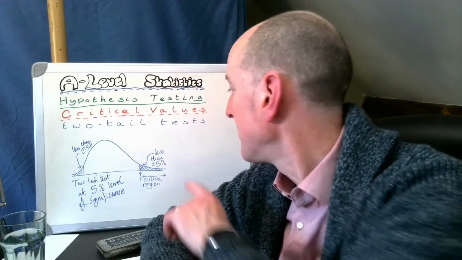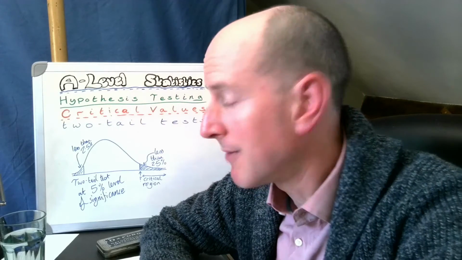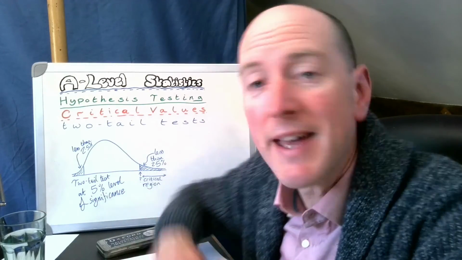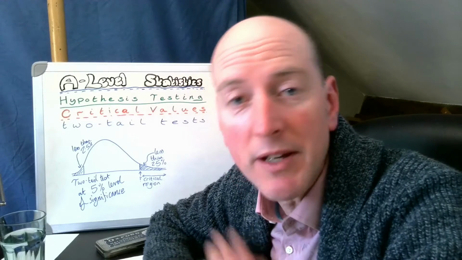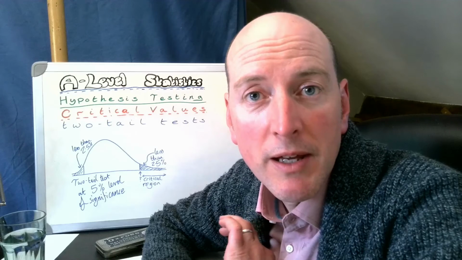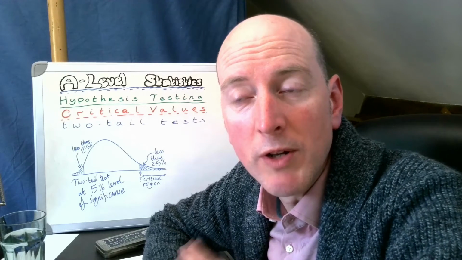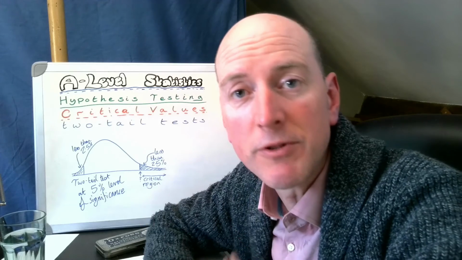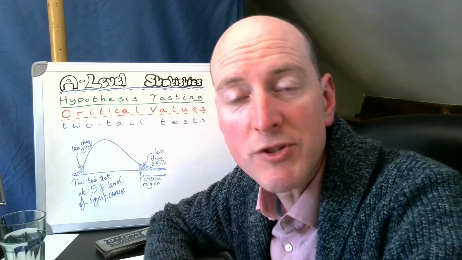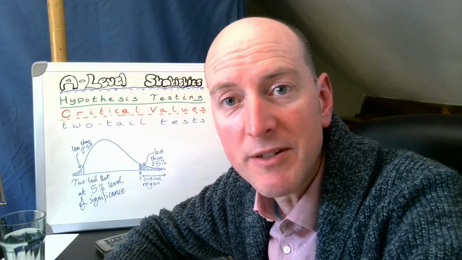So if I've got a 5% level of significance test, I'm actually testing at 2.5% at both ends at the same time. So my null hypothesis will be the same, but my alternative hypothesis will just be saying it's not equal to that, and then we're looking for one of those changes at either end. Okay, let's have a little look at some examples.